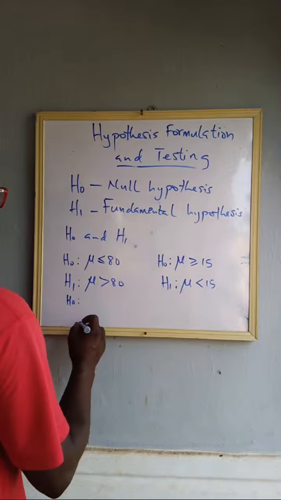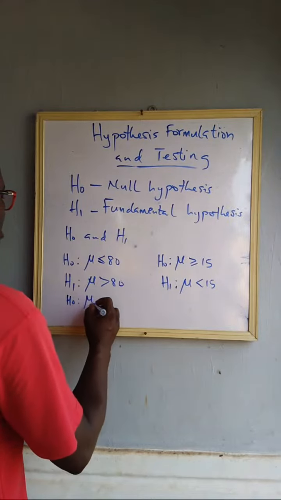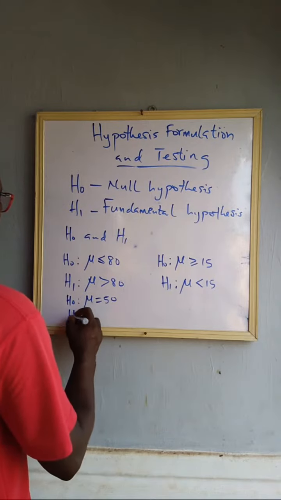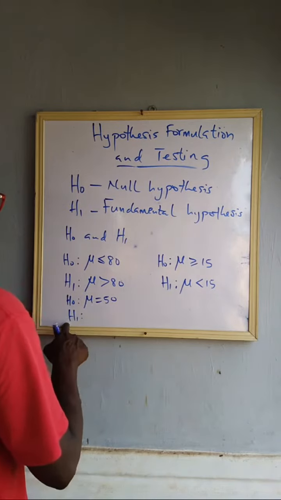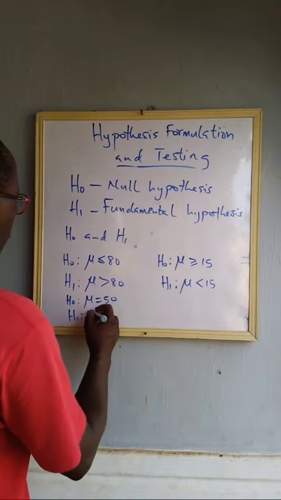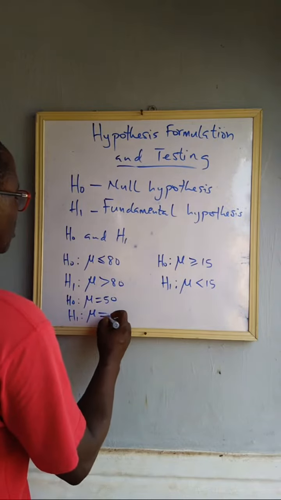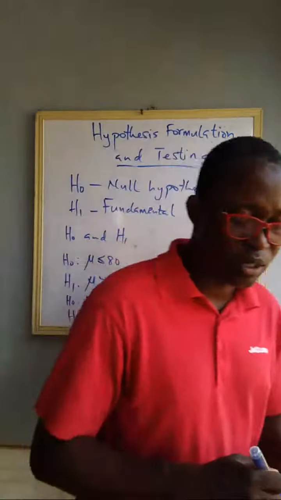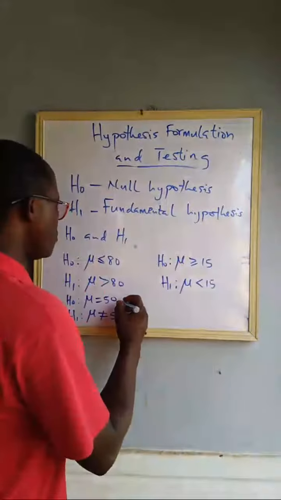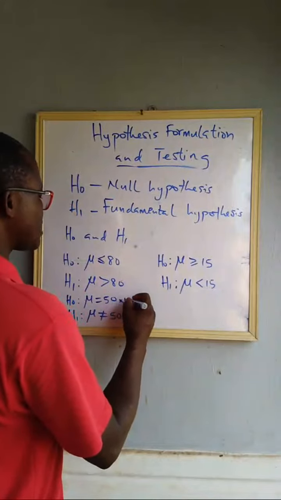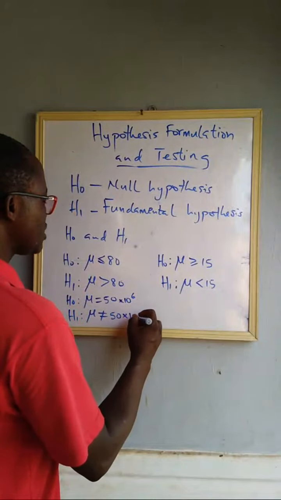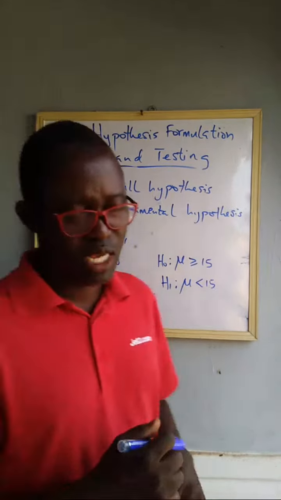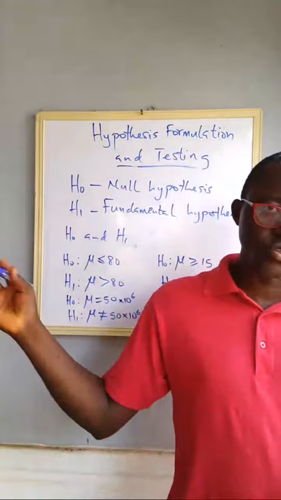H naught: mu equals 50. What we are interested in is that it differs. That would be in the alternative hypothesis H1. So mu not equal to 50. And this 50 is not ordinary 50. We are talking about 50 million. So you can put the zeros after it, or you put times 10 raised to power 6. It's not ordinary 50. Times 10 raised to power 6. That's 50 million. You can put it there or you put the zeros after it.